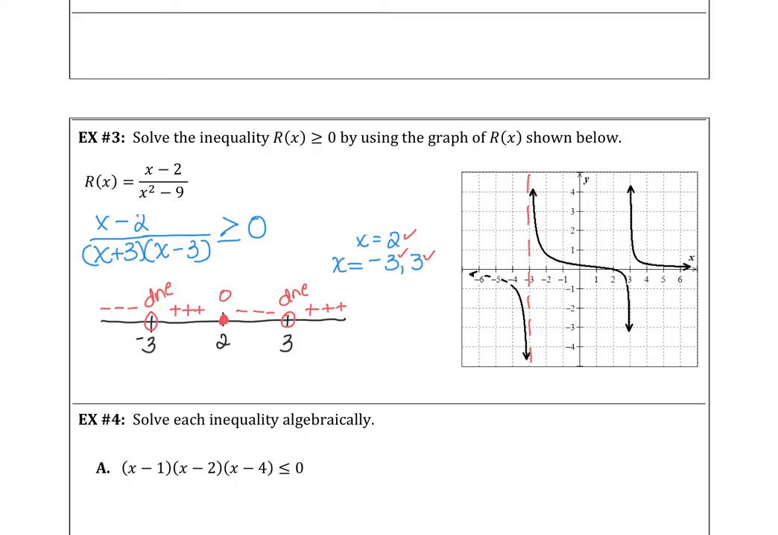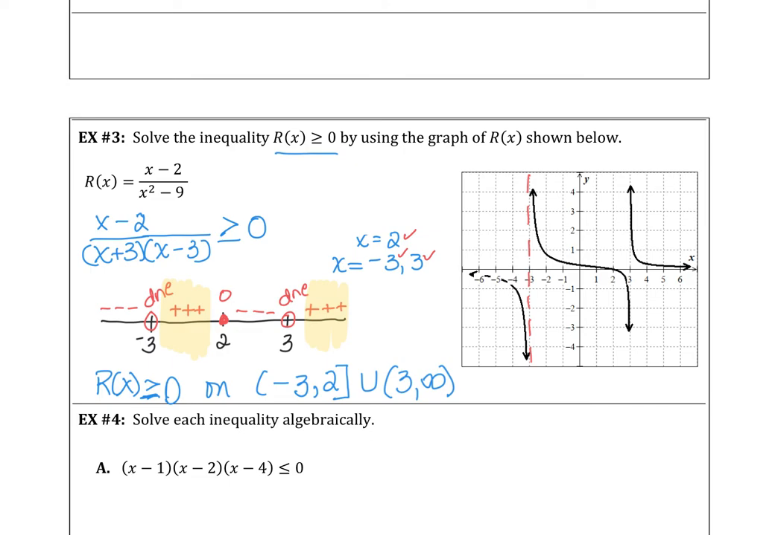So where is our statement true that r of x is above the x-axis or it's positive? Whoop, got the wrong color there. Let's get yellow. It looks like it's true in here and that it's true in here. So we could write that statement by saying r of x is greater than or equal to 0 on the interval from negative 3 to 2, and it's equal to, so we want to close it at 2, and it's also true from 3 to infinity.